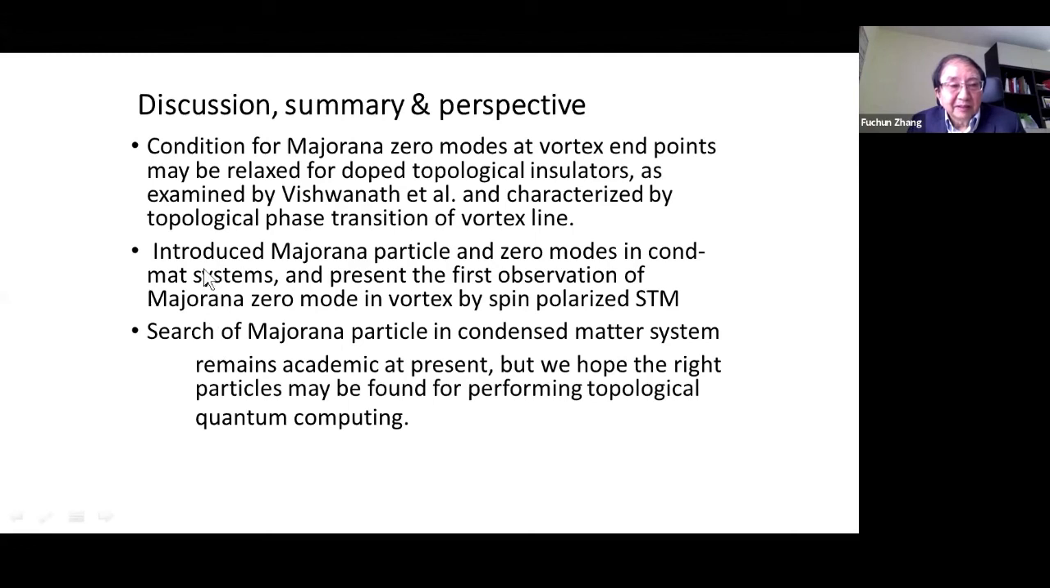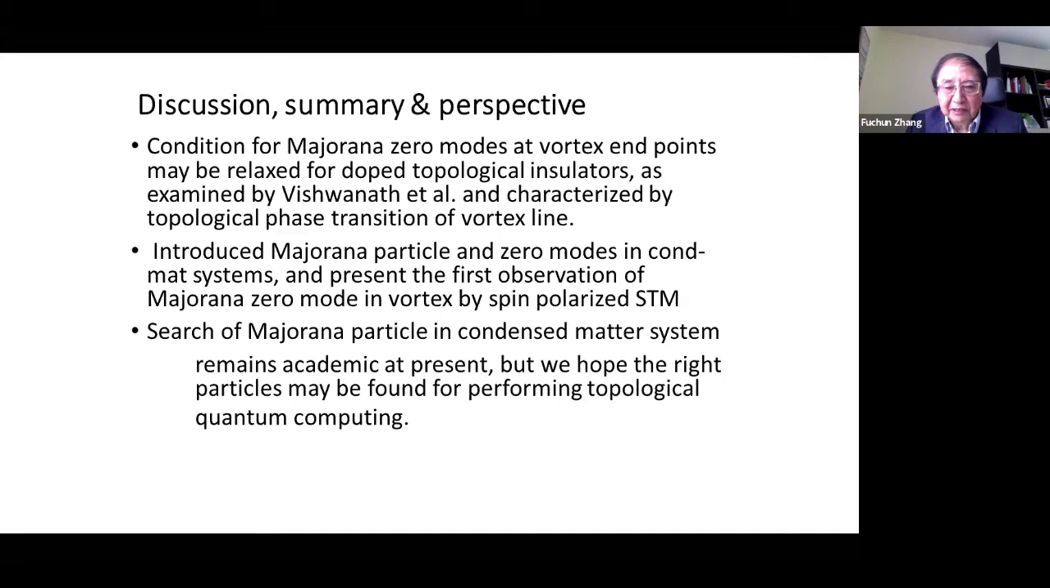And second, I would like to summarize: I introduced the Majorana particle and zero mode in condensed matter systems in my talk, and presented the first observation of Majorana zero mode in a vortex by spin polarized STM. Of course, the experiment was carried out by my experimental colleague, Jingfeng Zhang. And about the perspective, the search for Majorana particles in condensed matter systems, I think, currently remains still academic.